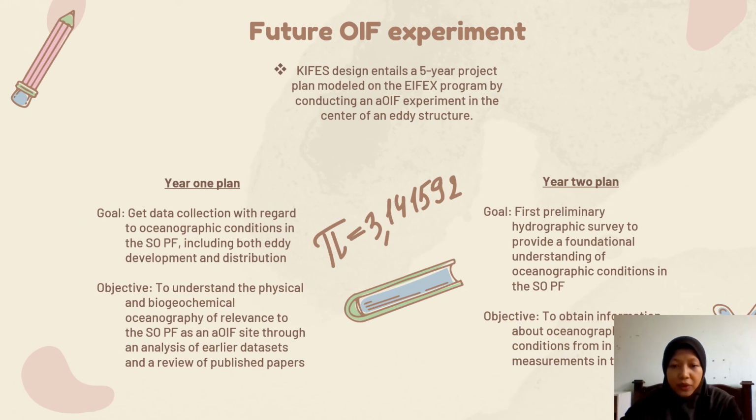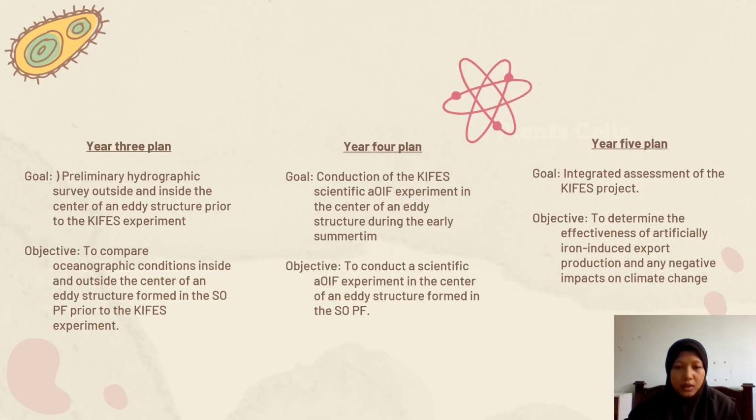There is also a plan for a future OIF experiment known as the Korean Iron Fertilization Experiment in the Southern Ocean, KIFES. The KIFES design entails a 5-year project plan modeled on the EIFEX program that found deep carbon export by conducting an artificial OIF experiment in the center of an eddy structure. So these are the goals and objectives for KIFES according to the plan year. These are the goals and objectives for Year 3, Year 4, and Year 5 plans.